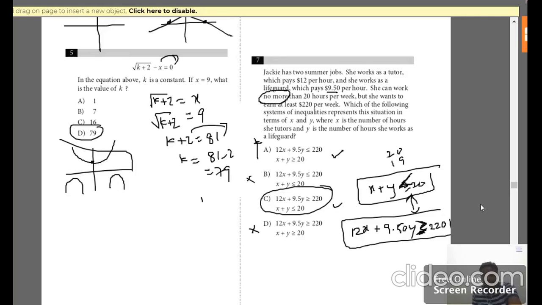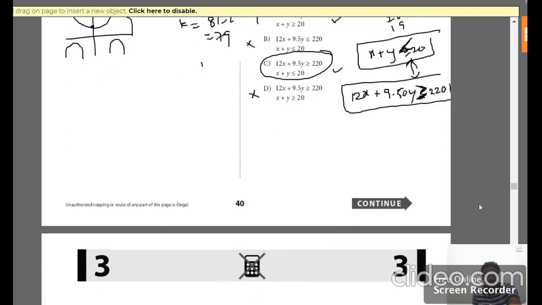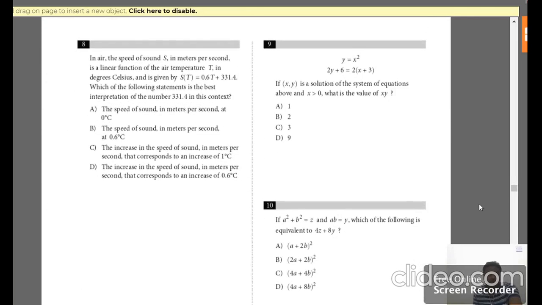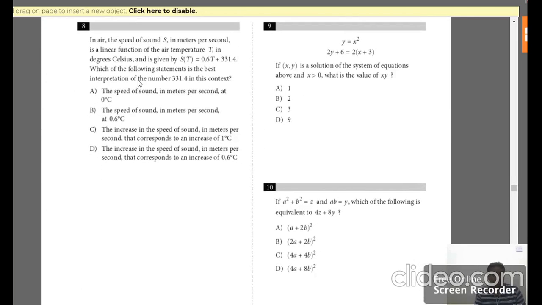Moving on to the next set of questions, question number 7. The speed of sound s in meters per second is a linear function of the air temperature T in degrees Celsius and is given by s of t. So the expression is given to us, the speed of sound s in the form of a linear function with the air temperature T. Which of the following statements is the best interpretation of the number 331.4 in this context?